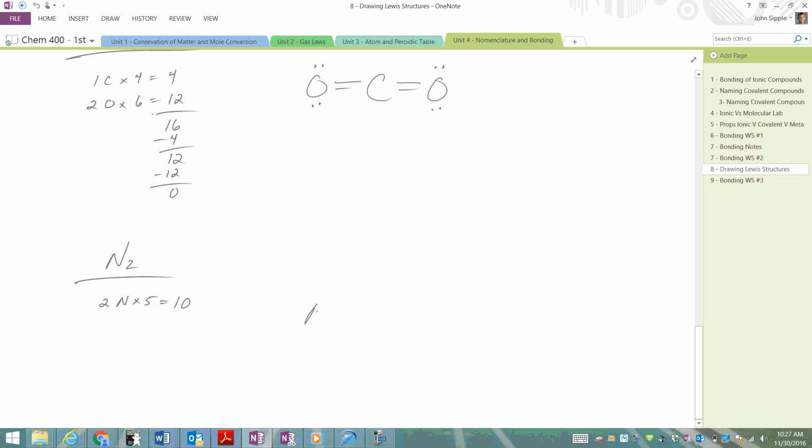So we just have a nitrogen bonded to a nitrogen, right? I mean, that's all there is to it. There's no center atom here necessarily, right? We just have these two atoms. Nitrogen bonded to nitrogen, minus 2. We've got 8 left over. We got to start dishing them out.